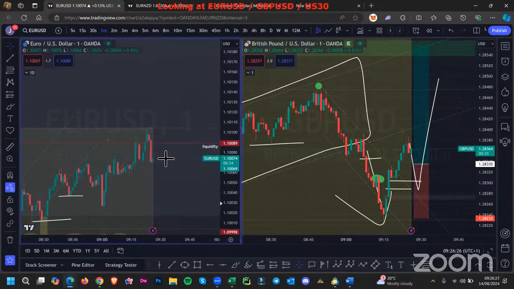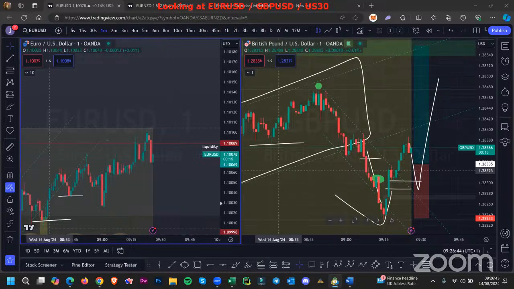Not quite the way I like it. I want to see it breaking that middle point. So I'm watching it still, moving my stops, making sure that I'm safe, making sure that I'm trading responsibly in regards to my risk.